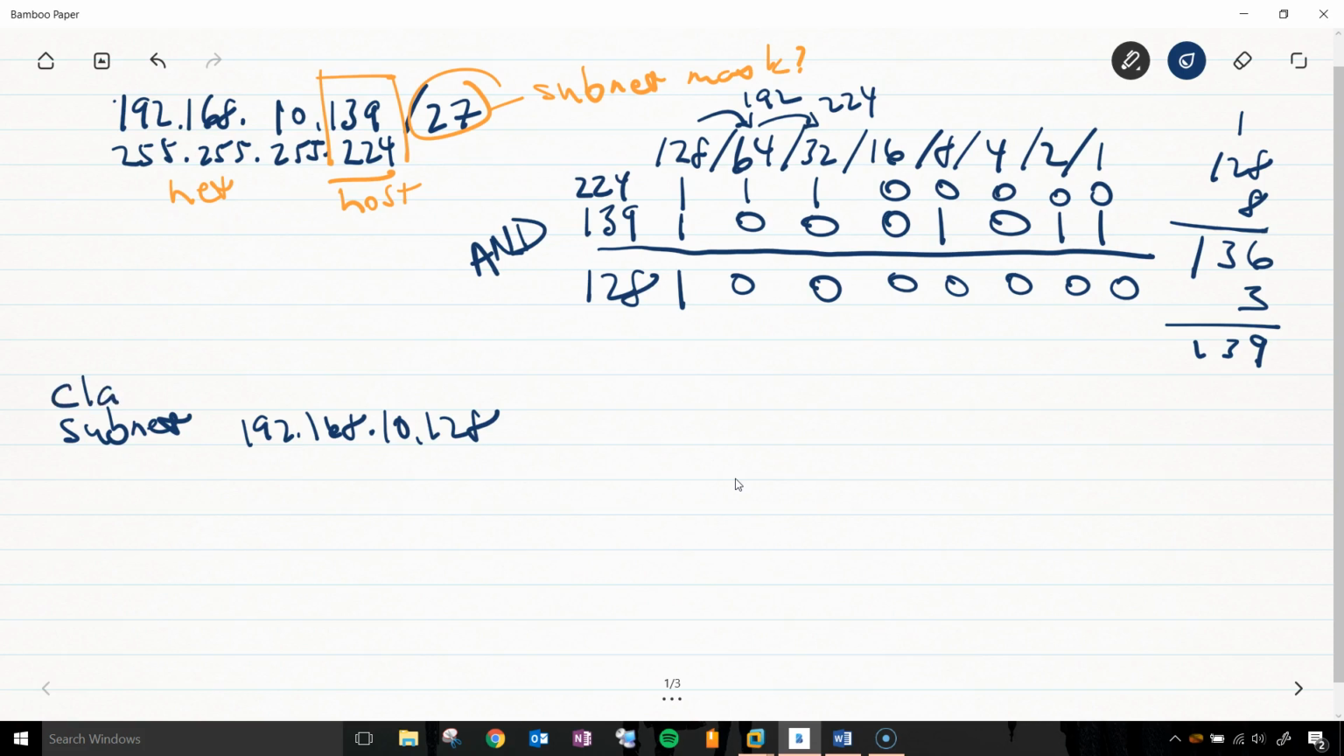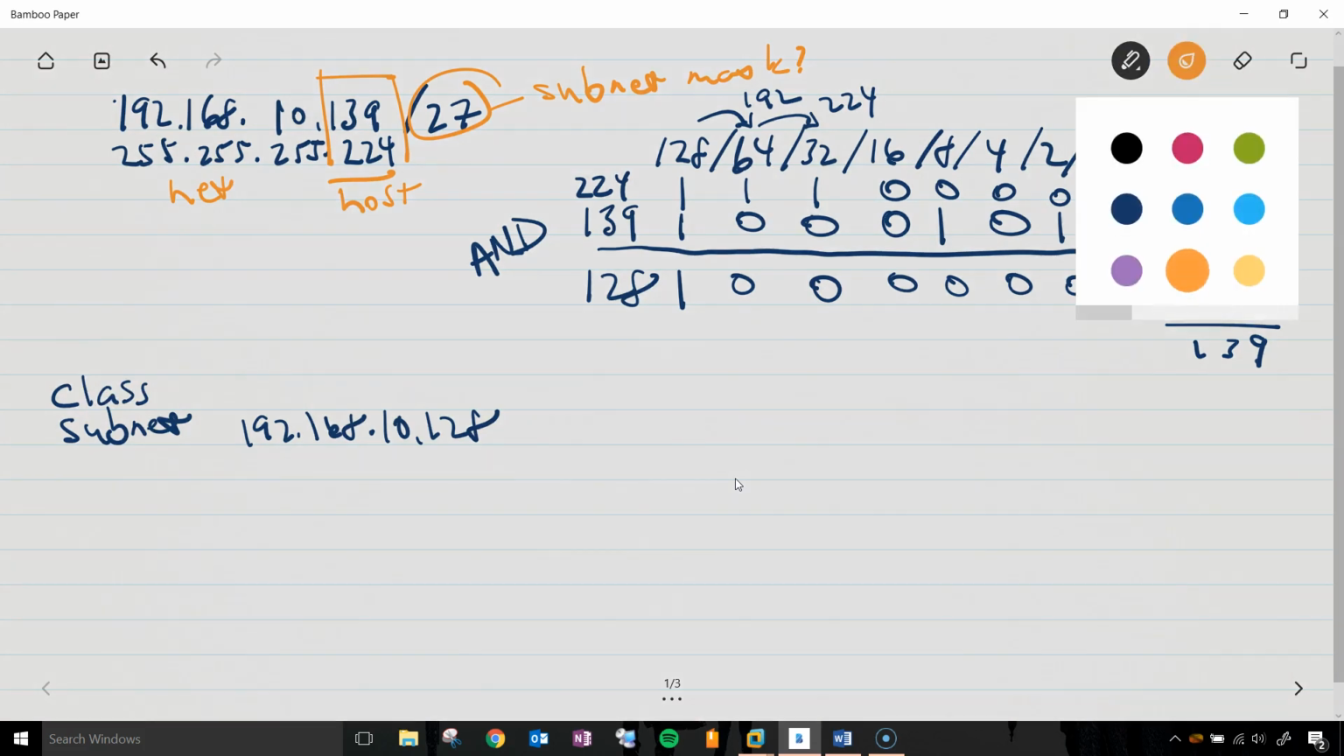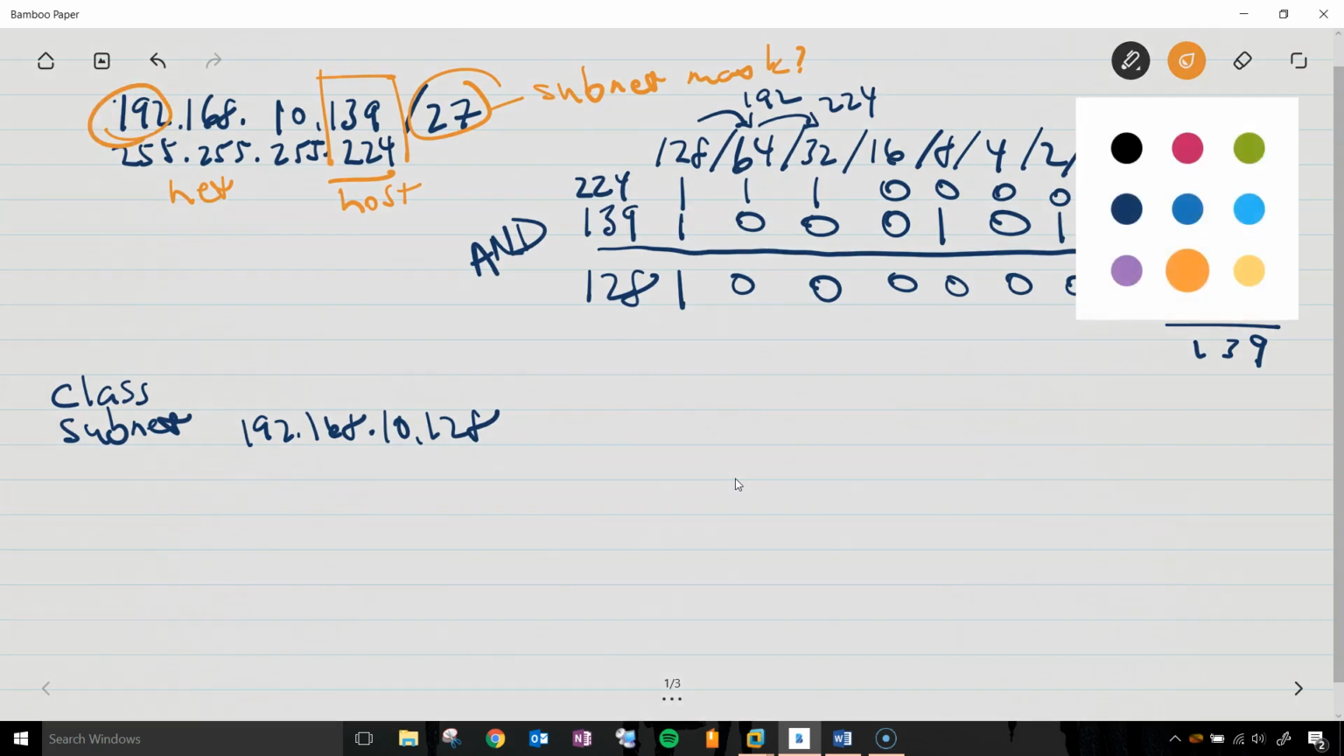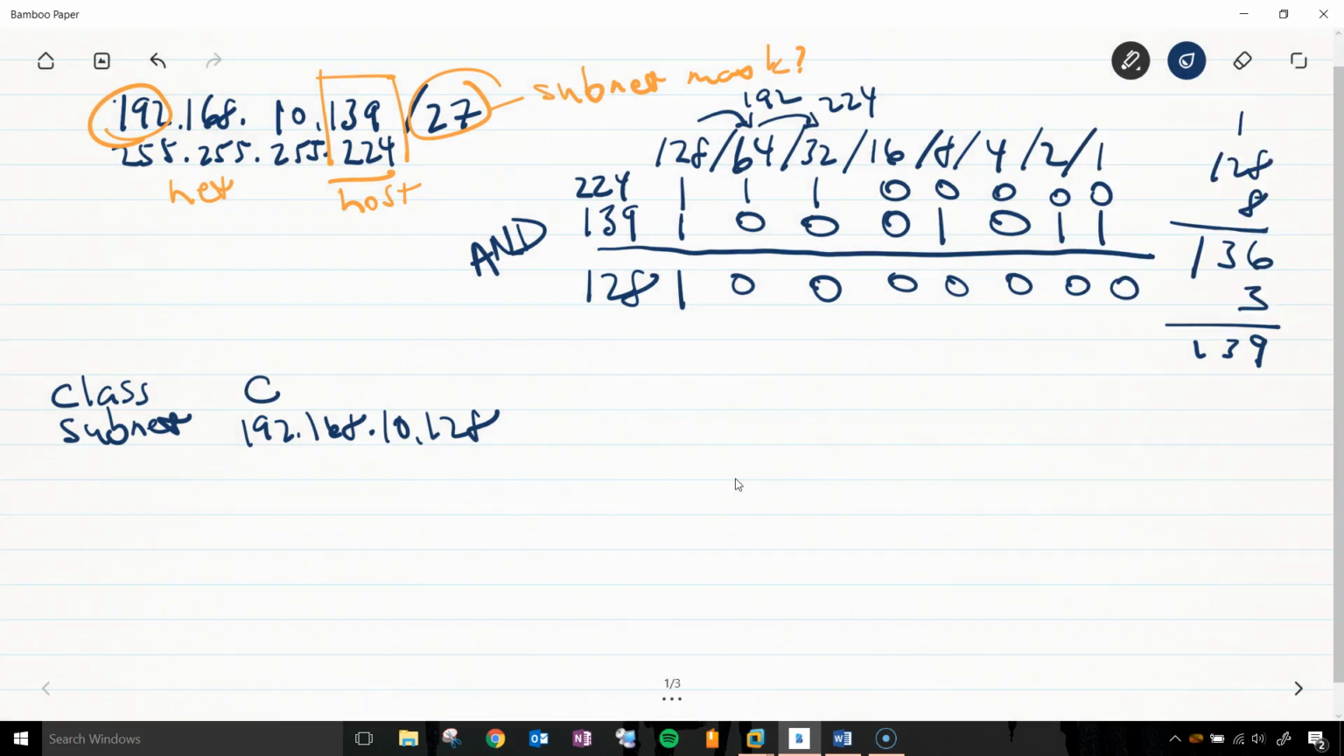As far as the class, I guess I skipped that first question. The class is always decided by this very first octet. This being a 192 makes it a Class C address. The first host is always the next host after the subnet number, 129. Then there's the last host and the broadcast.